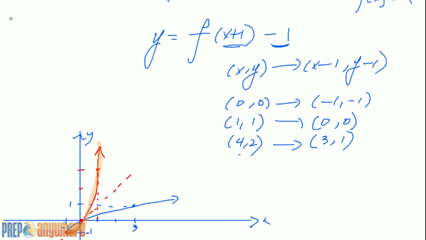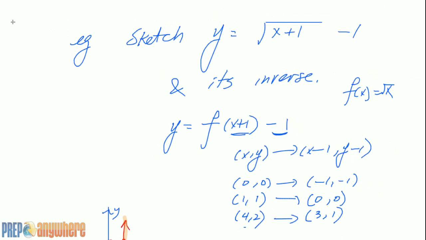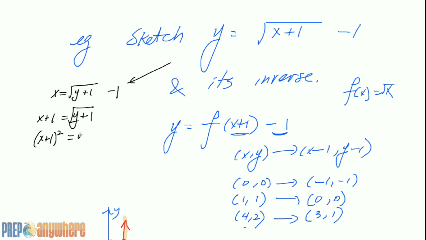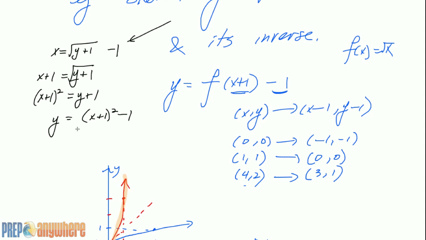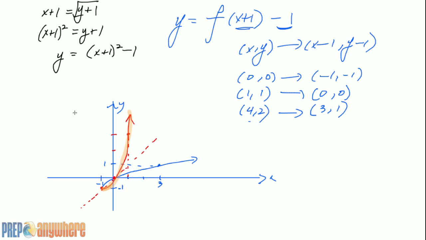Now, let me explain to you algebraically, because this is how I think Sally approached it, right? Let's switch the x and y. So you get x is equal to root of y plus 1, minus 1, x plus 1 equals root of y plus 1, square both sides, like that. True? Now, if you looked at this equation, you would have drawn the full parabola like this.